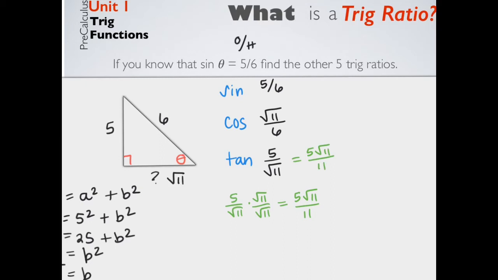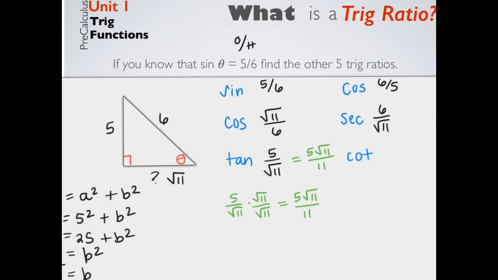So to come up with the other 3, remember that the S's and C's have to match. So sine is going to match with cosecant. Cosine is going to match with secant. Tangent is going to match with cotangent. So now from here, reciprocate those fractions. So since sine was 5 over 6, cosecant is 6 over 5. And the reciprocals just keep happening. So I'm going to reciprocate cosine.